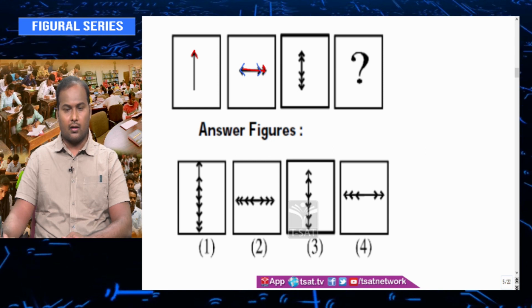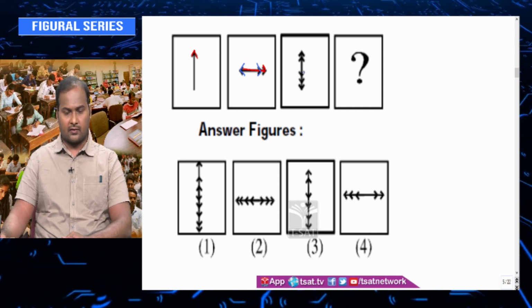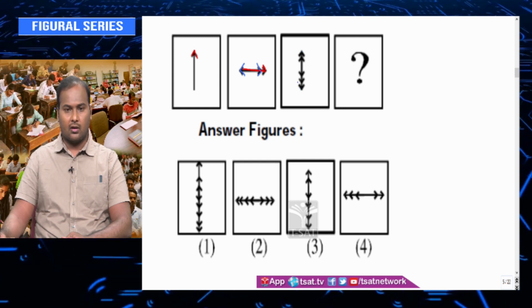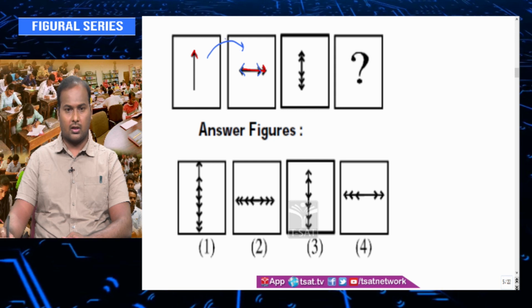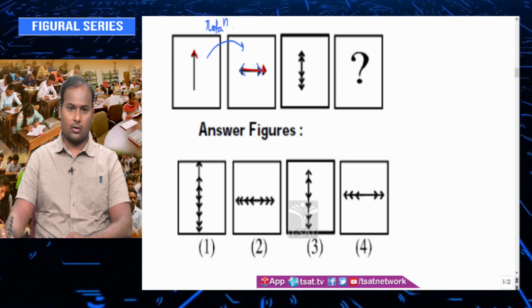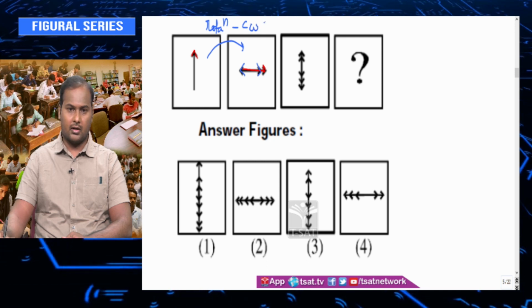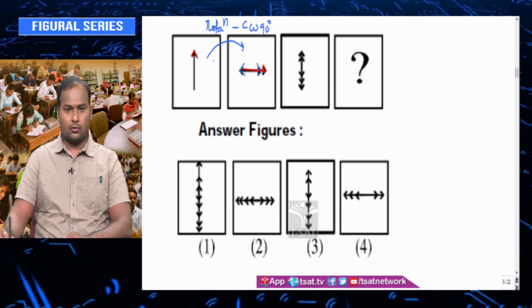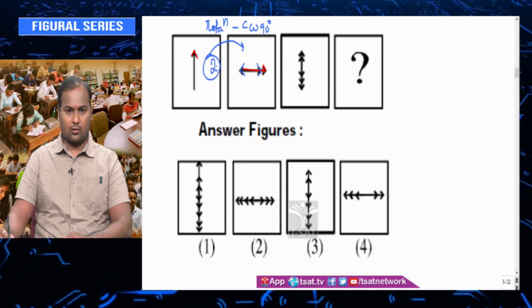Again you can see this in the next figure. In the next figure again it is rotating clockwise 90 degrees. See, from here to here there are two things. One is rotation. Rotation is clockwise how many degrees? 90 degrees. Okay. And what is the next thing? Addition of two arrow marks.